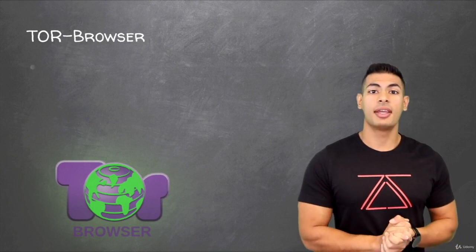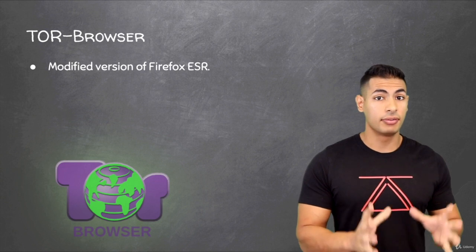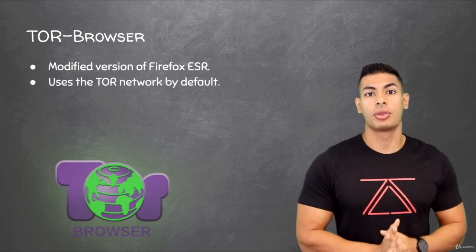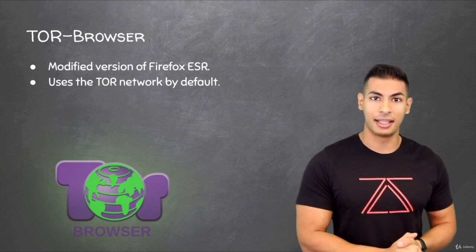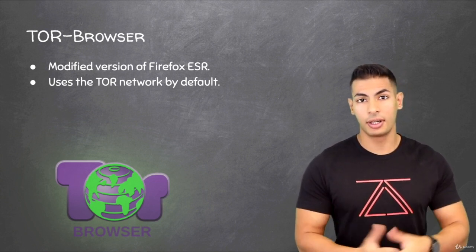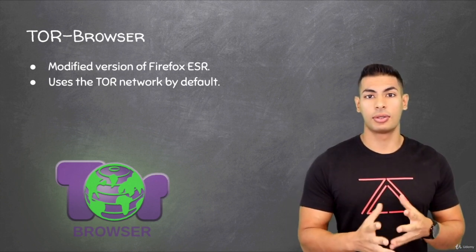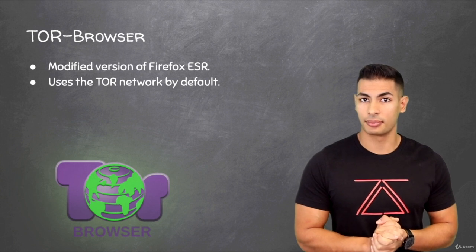So the TOR browser is a modified version of ESR Firefox. It is configured to route all traffic through the TOR network. Therefore, it improves our privacy and anonymity, and because it routes all traffic through the TOR network, using it, we can access TOR hidden services, or what's commonly known as darknet websites.